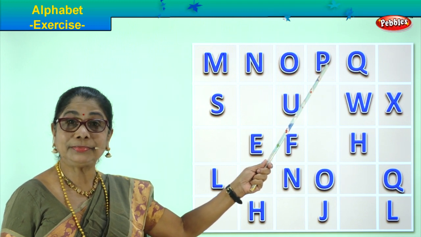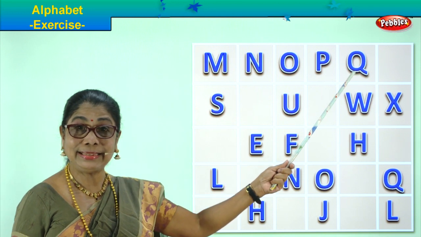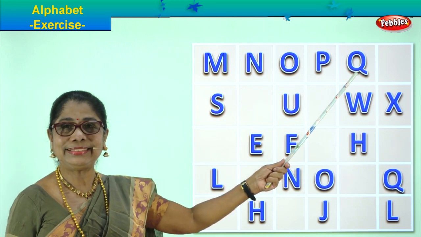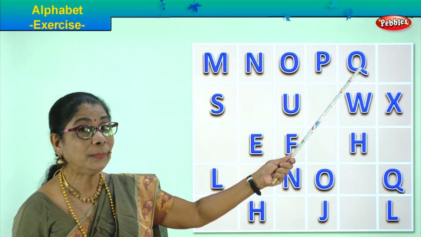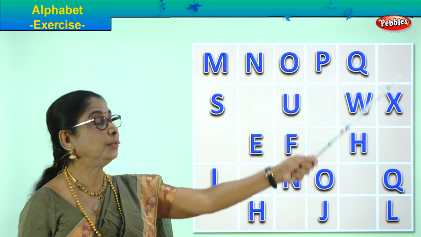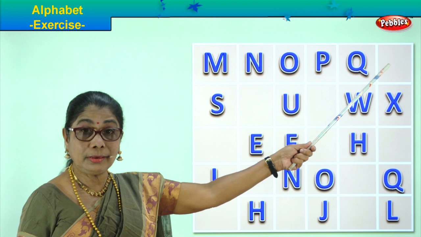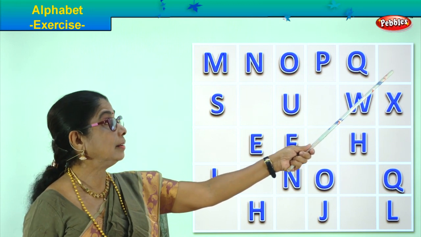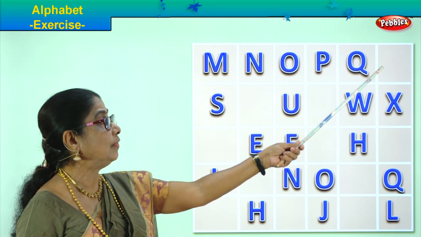P. Good. After P follows, we have another letter here. What is this? Q. Queen. Sound qua. Very good. After letter Q, what's the next letter that will follow? Good. R. Letter R. And what's the sound of letter R?